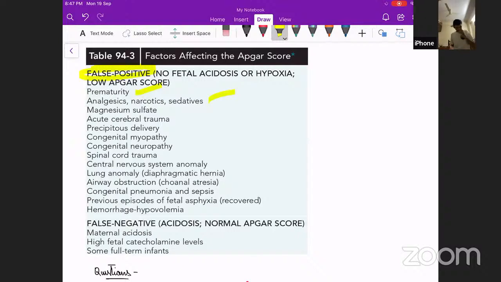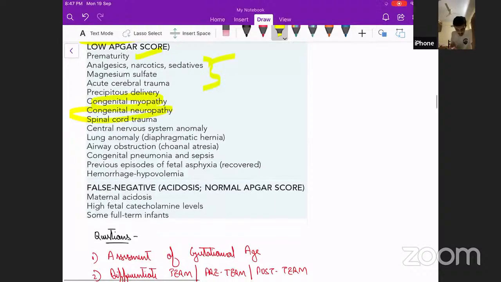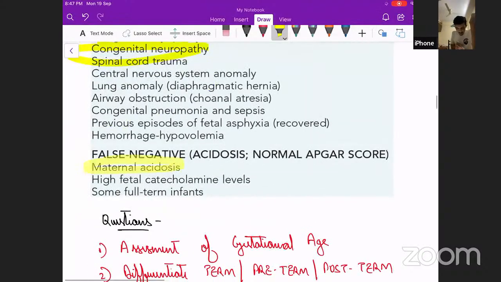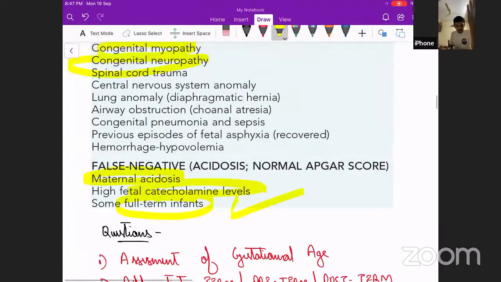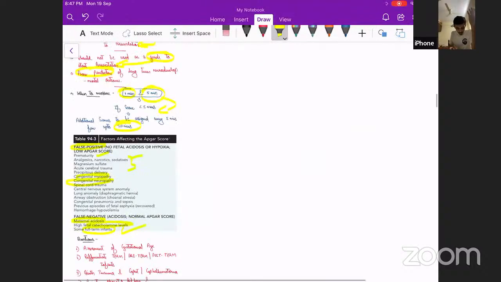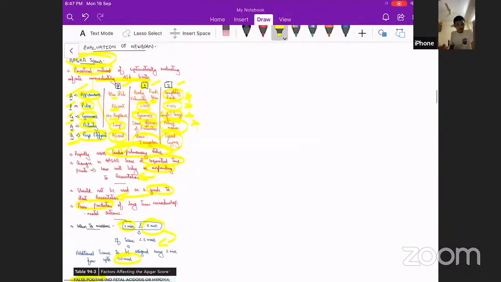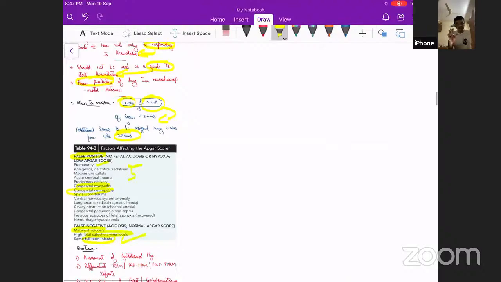Sorry for the delay. I just got disconnected. So a few of the false positive factors which show low Apgar scores can be prematurity or any of the drugs that are given to the mother, okay? Congenital myopathy or congenital neuropathy. So these are a few of the examples. And false negative, if there is maternal acidosis present or high catecholamine levels in the fetus, and some full-term infants might show a false negative Apgar score. So if you're asked Apgar score for 5 marks, you're expected to write these points.